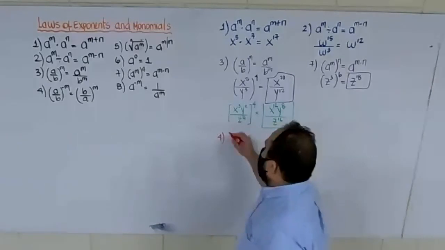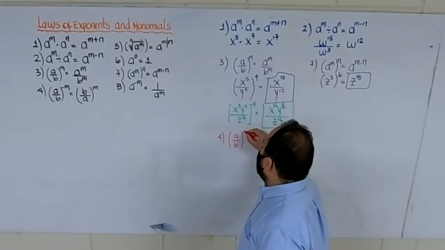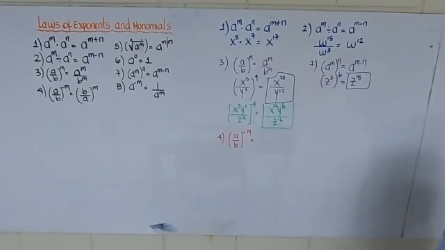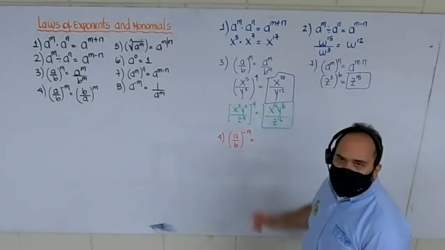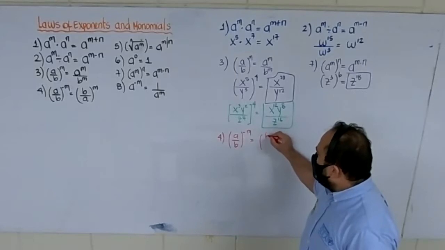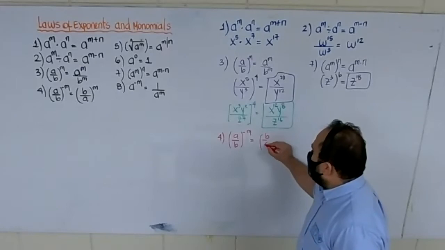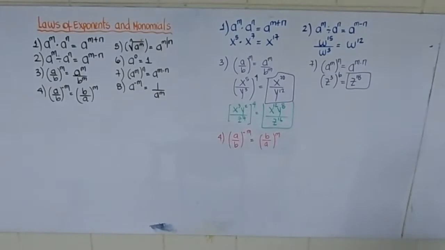For example, A over B at the negative n power. If you want to transform a negative power into a positive power, the only thing you have to do is write this fraction in the opposite direction. I mean, if you have A over B at the negative n power, it will be B over A at the positive n power. Exactly. This is going to be a positive power.